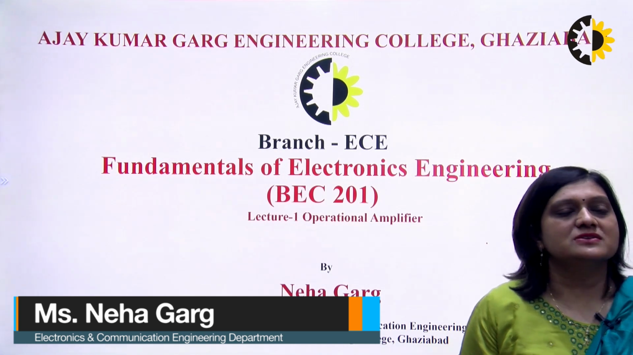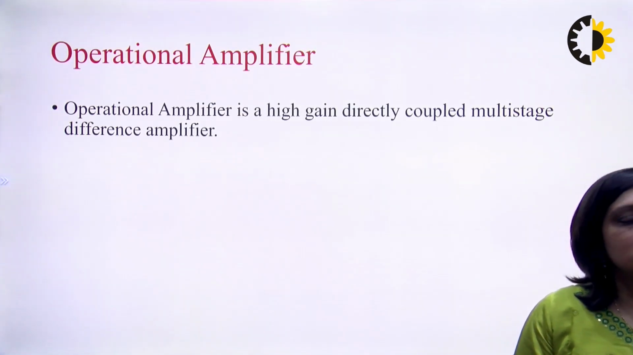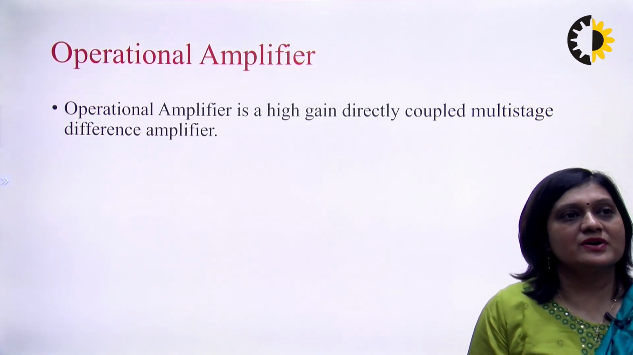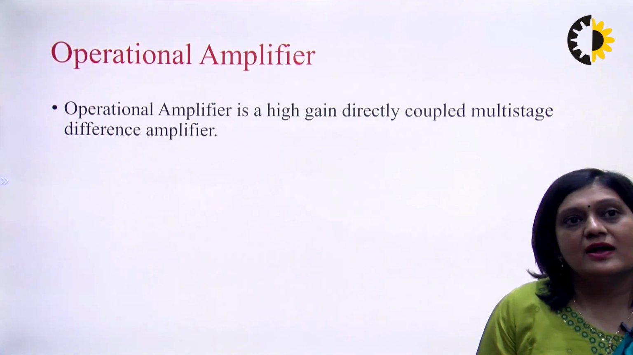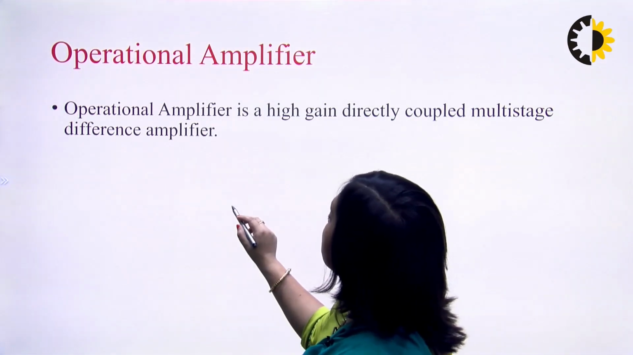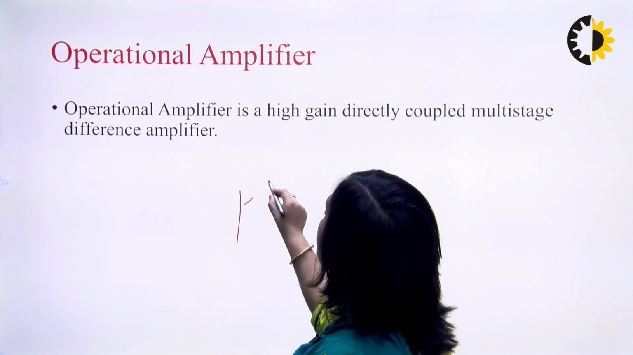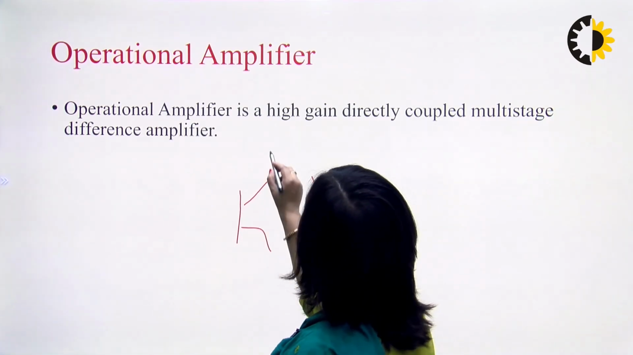Today the topic is the operational amplifier. So basically, what is the operational amplifier? Operational amplifier is a high gain directly coupled difference amplifier, and it consists of multiple stages. Like the differential amplifier, it is made up of BJTs in common emitter configuration, like in this way.